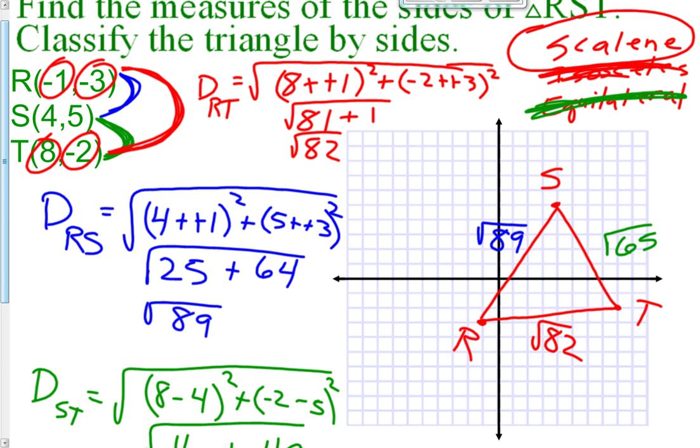I hope that this made sense to you. There's 4 ways to classify it by its angles, 3 ways to classify a triangle by its sides. Let me know if you have any questions when you get to class tomorrow.